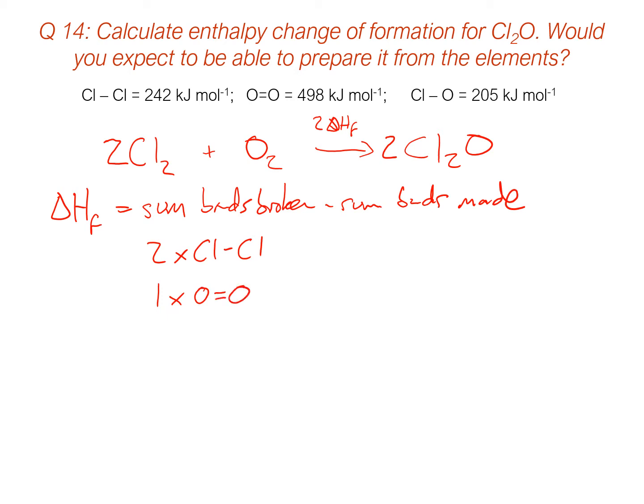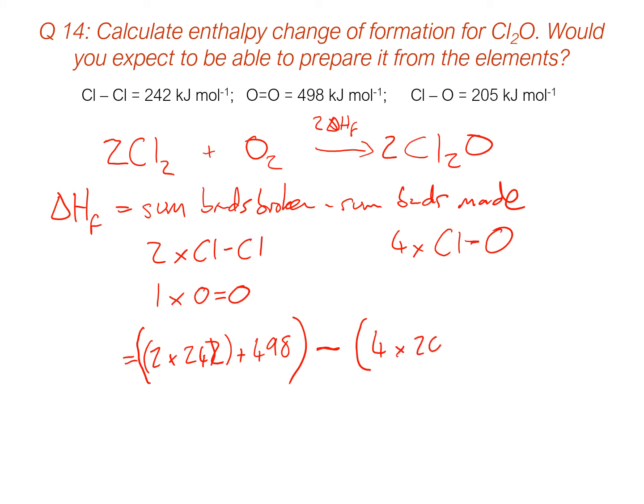And then on the bonds being made, each Cl2O molecule has 2 ClO bonds, but we're making 2 of the molecules, so we've actually got 4 ClO bonds being made. So that'll then equal 2 times 242 plus, let's give some big brackets here, 2 times 242 plus 498, and that's the sum of all the bonds being broken. And we want to take away 4 times 205.